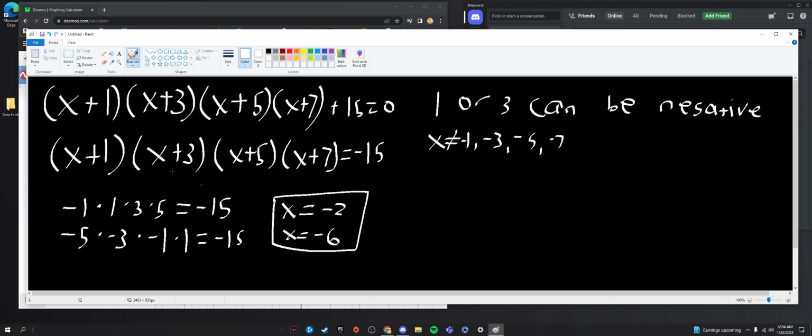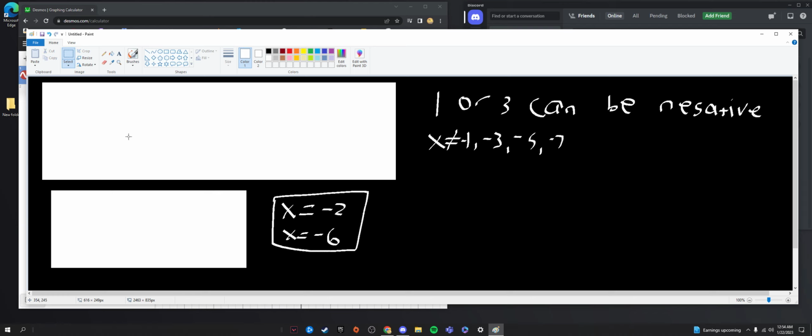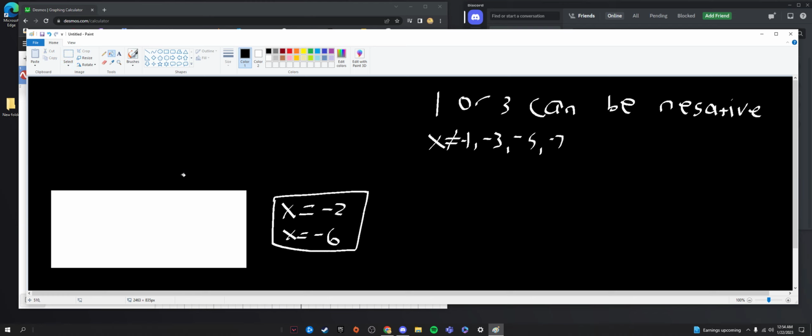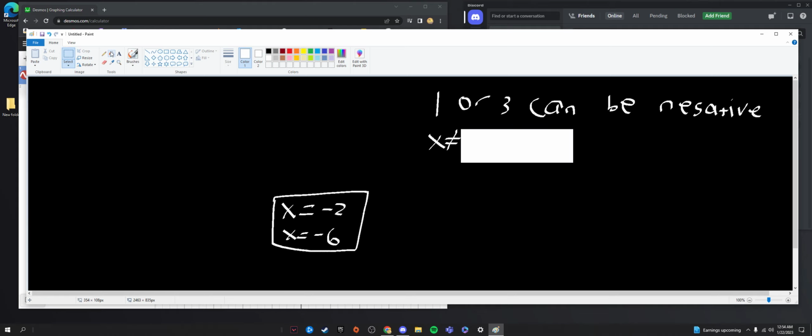Because I'm gonna try another one now, and I noticed the pattern when I tried the other ones, so we're gonna look at what that pattern is. And I'll erase this too. x cannot equal, we'll have some new numbers. Okay, so then, let's get started.